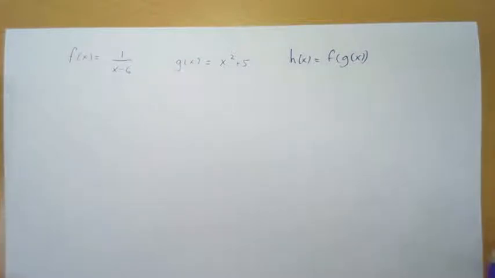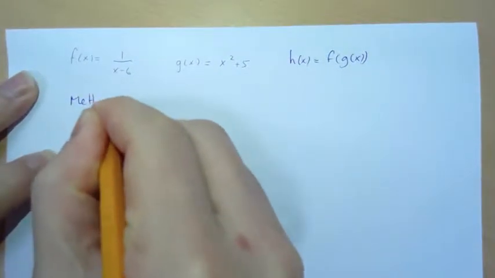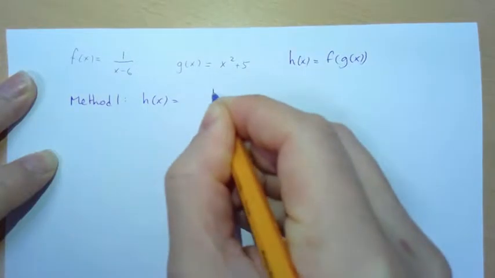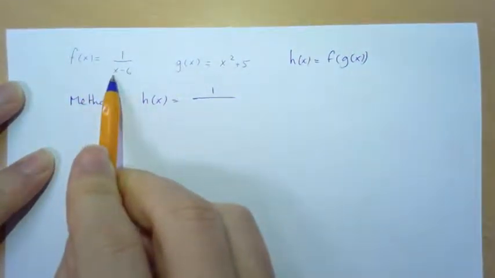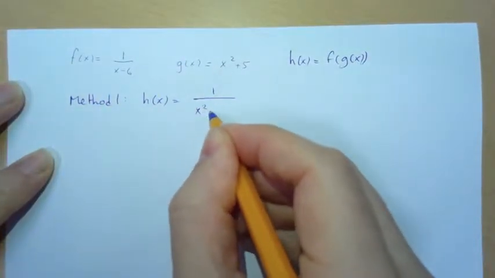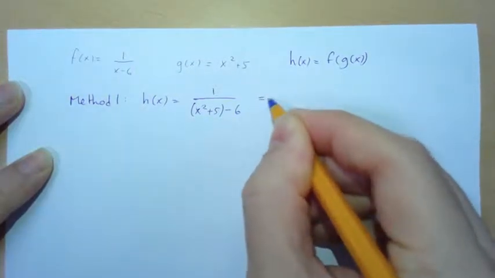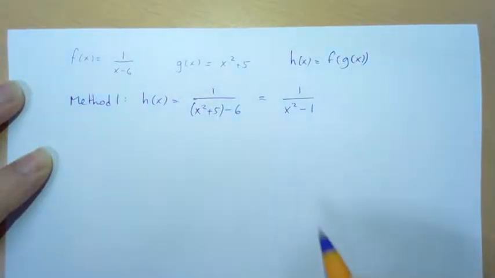So there are two ways we can do that. The first method would just be to find what h of x is and then solve. So let's do that. Method 1: h of x equals 1 over, and then it's not x minus 6, but it's g of x minus 6, so x squared plus 5 minus 6.